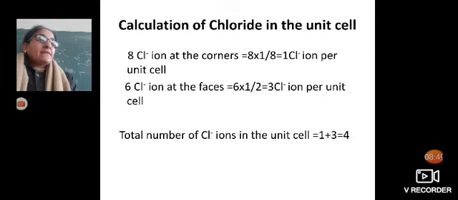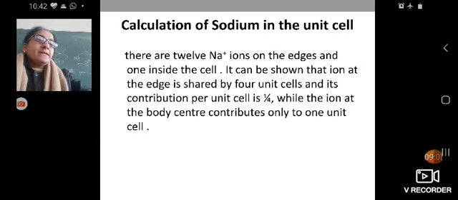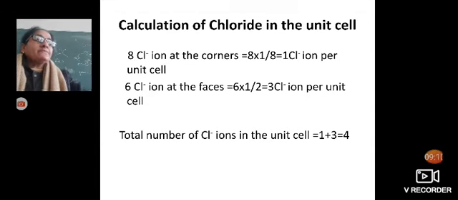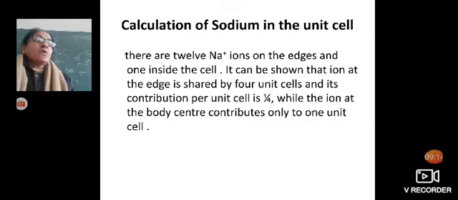8 chloride ions at the corners is equal to 1 chloride ion per unit cell, and 6 chloride ions at the faces is equal to 3 chloride ions per unit cell. So the total number of chloride ions in the unit cell is equal to 1 plus 3 is equal to 4. Next is the calculation of sodium ions in the unit cell.